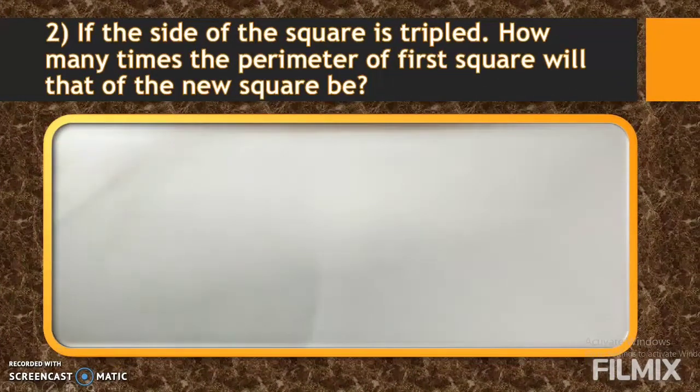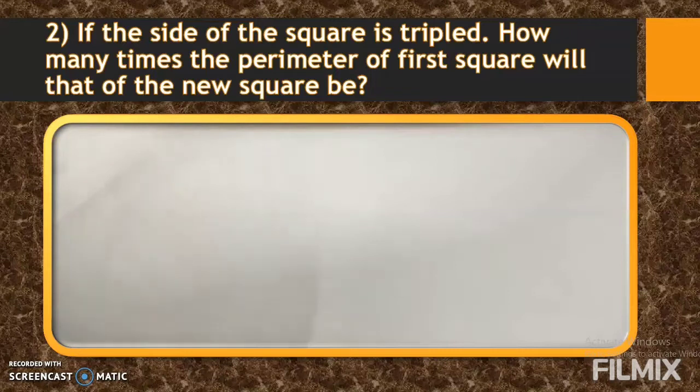Question number 2. If the side of the square is tripled. Now this question is also done in the same way as question number 1. Only there they were talking about rectangle. In this question they are asking about square, and there we did double, so we did 2 times. Here they are asking triple, so we will do 3 times. Have a look once again.